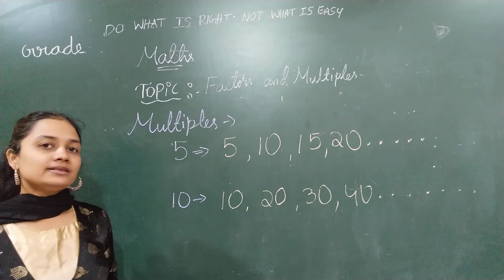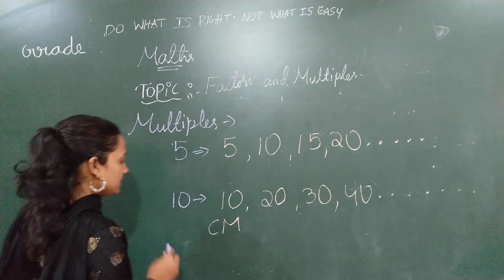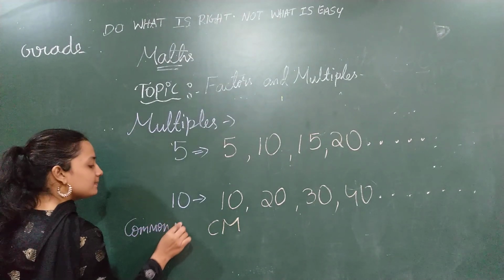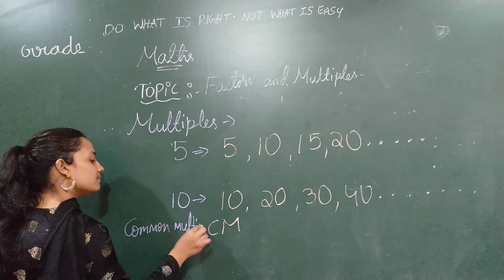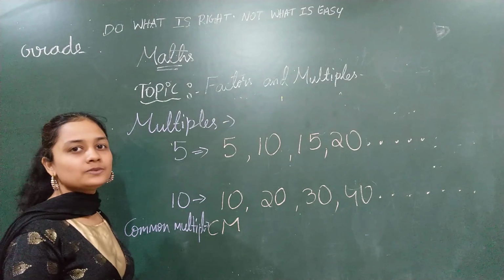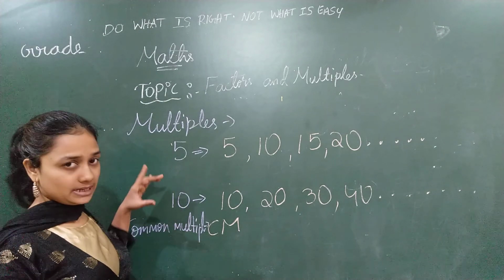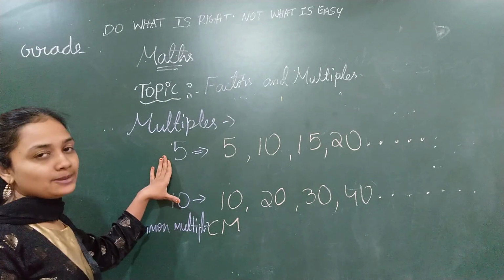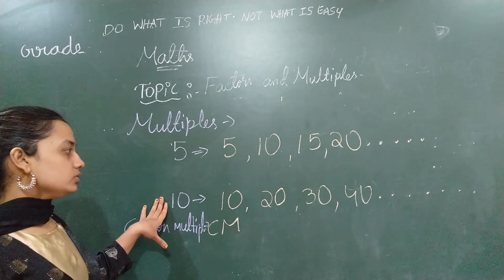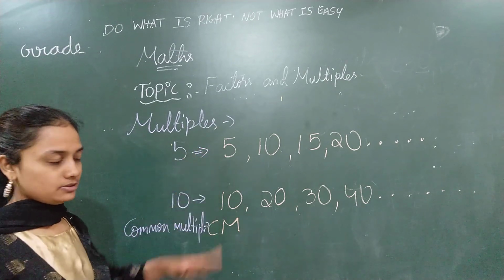So let us learn something called common multiple. CM, that is common multiple. So what do we mean by common multiple? Common means it should be in both the multiples. Example, let us take the two given here. I have multiples of 5. I have multiples of 10. I want to see which are the common multiples in both the numbers.